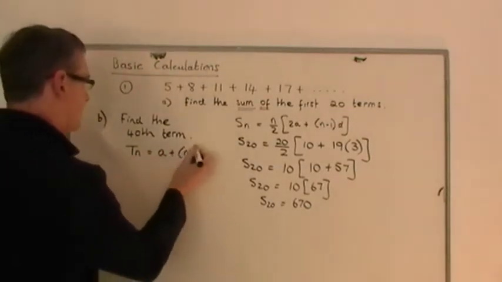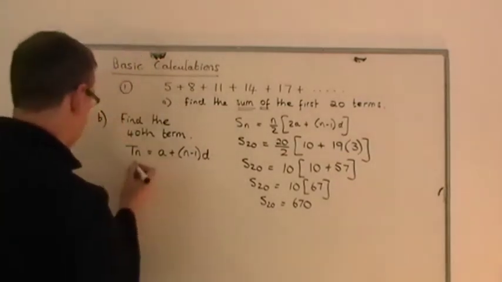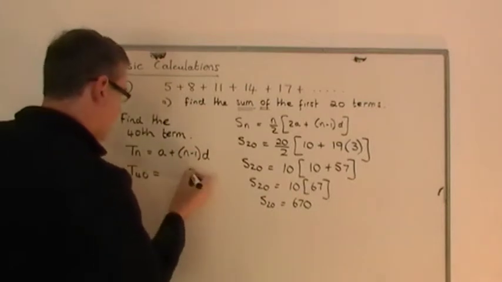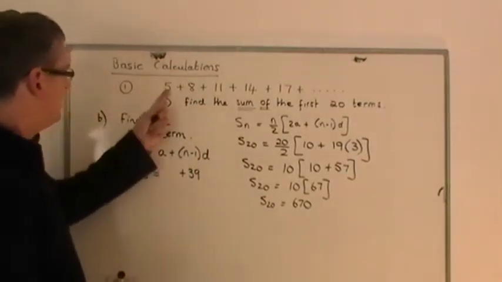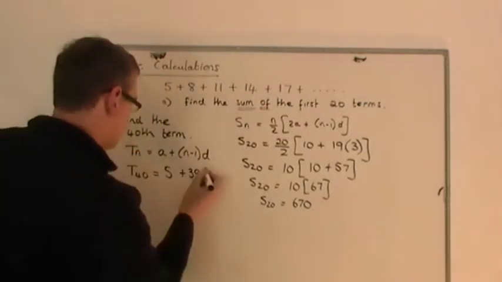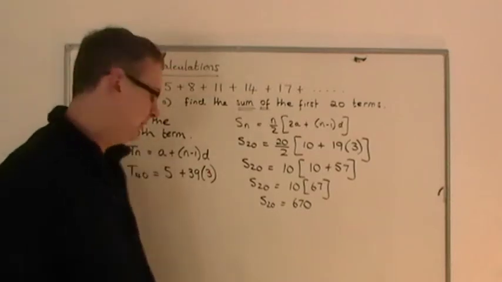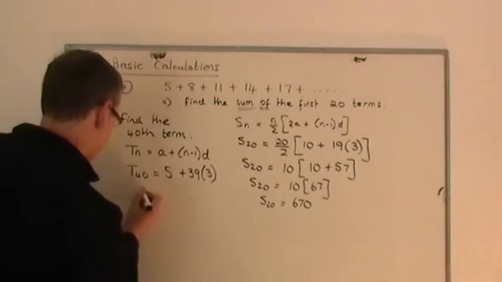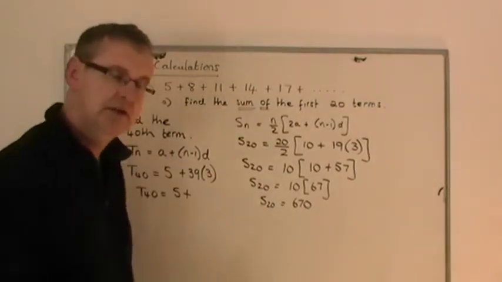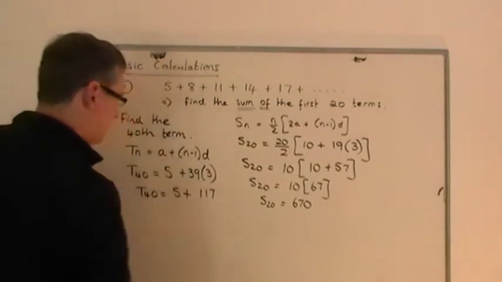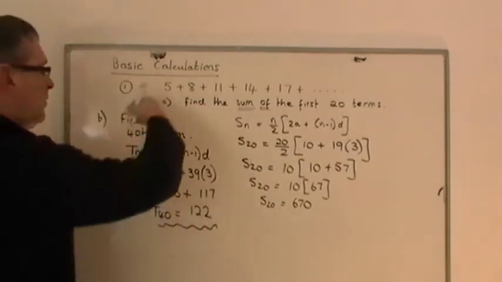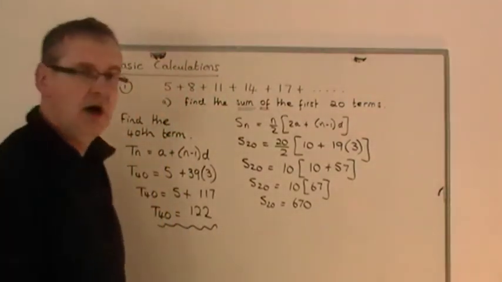Tn equals a plus n minus 1 d for the nth term. So if you want the 40th term, n is 40. So we're looking at T40. So n is 40, and 40 take away 1 gives you 39 there. Now a, we already know, because it's the same series as before, is 5. And I already know that they're going up in 3, so d is 3. So the 40th term, very simple, is 5 plus 39 lots of 3. So T40 is equal to 5 plus, well, 3 40s are 120, so 3 39s are 117. So T40 will be equal to 5 plus 117, which is 122. So if you went to the 40th term in that list, it would be 122.